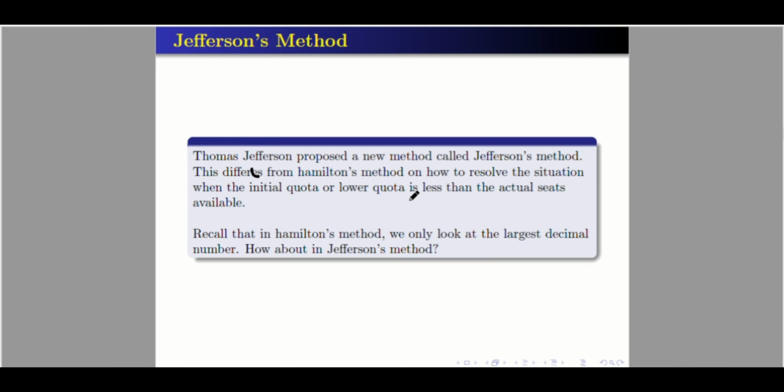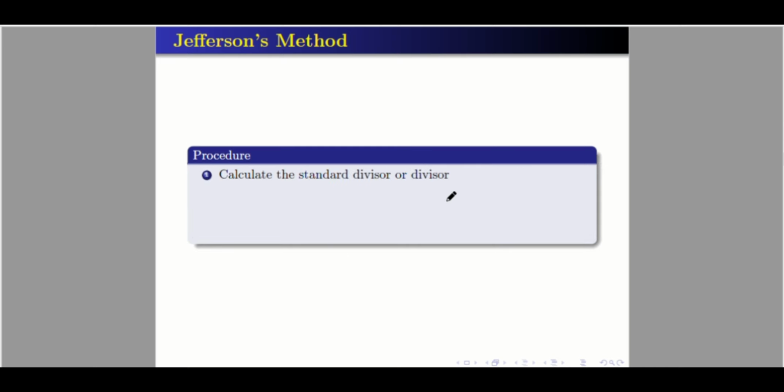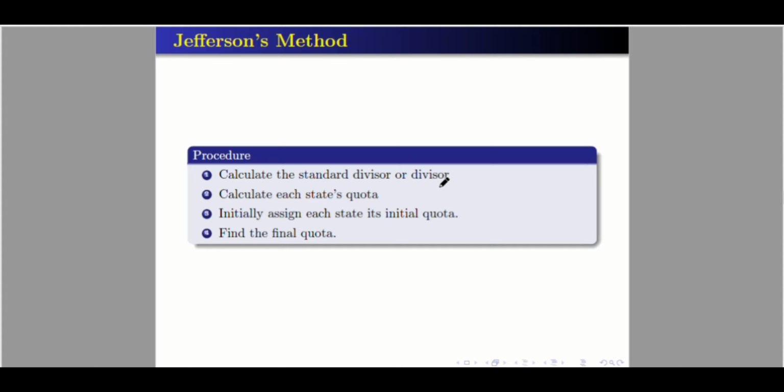Okay, now how about in Jefferson's method? How do we deal with the remaining things? Okay, so we have this. The process is still the same as Hamilton's method. They have the same first three steps: 1, 2, and 3, they're the same. But for the last one, step number 4, they differ.